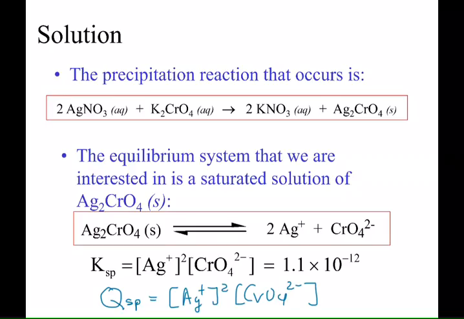I won't ask in the form of a question, I'll just remind you that if the QSP is larger than your KSP, well, I'll ask in the form of a question: will you get a precipitate or no precipitate? Q is bigger than K? Yes, if Q is bigger than K, you get a precipitate. Very good.